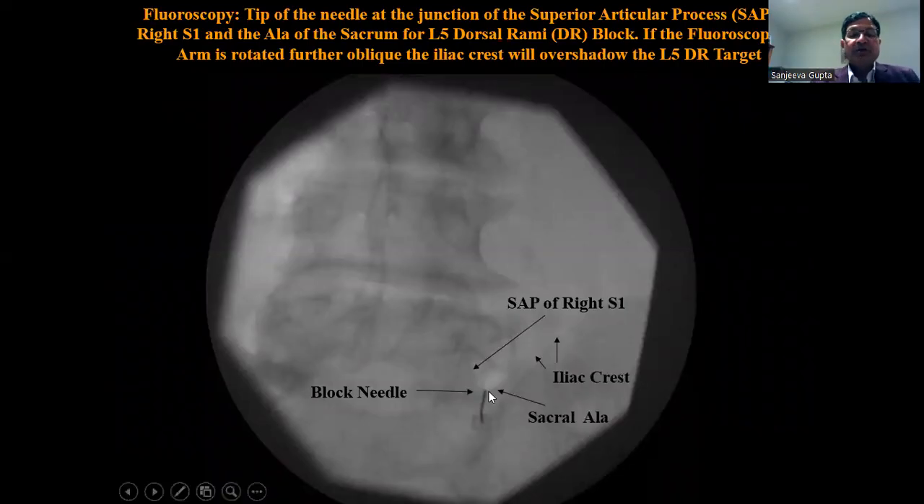In this image, I'm showing that the tip of the needle is at the junction of the superior articular process of S1 and the ala of the sacrum. So I'm attempting to block the L5 dorsal ramus here. And what you have to remember is when you're doing this procedure, you may not get an optimal view all the time because the iliac crest may come in your way. So putting a pillow under the lower abdomen and pelvis can help to get a proper image, in my opinion. So you can see the block needle is here. There is a superior articular process of S1, iliac crest, and the ala of the sacrum there.